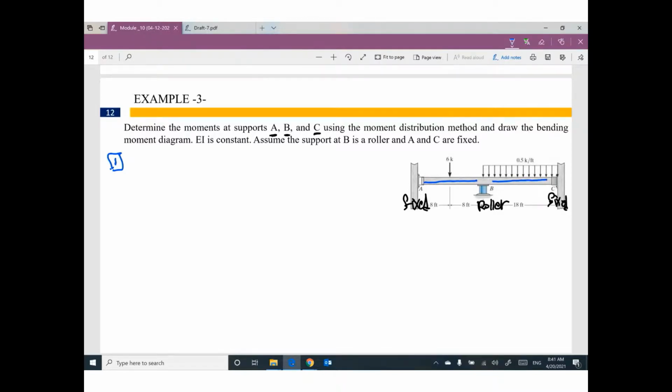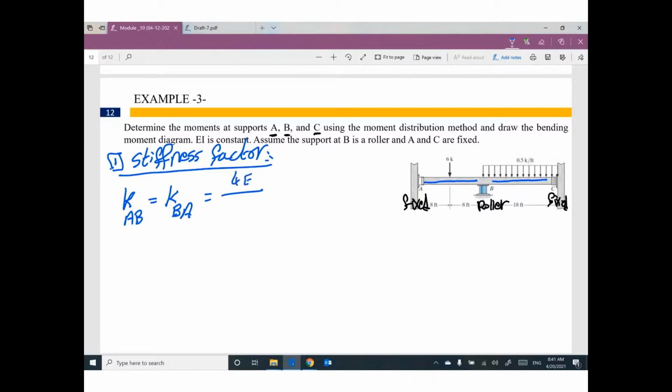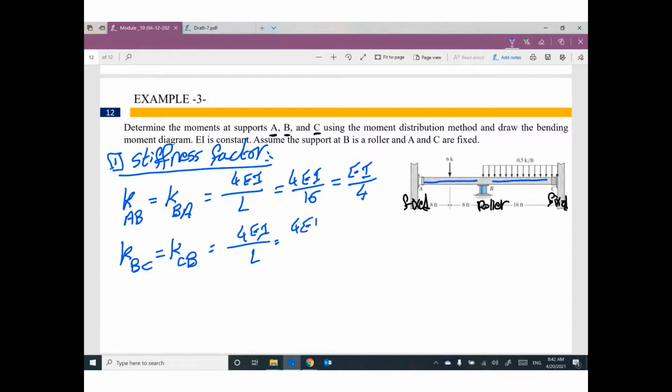I will start with calculating the stiffness factor. K for member AB is the same as K for member BA, the same member, equal 4EI divided by L. EI is not given, but it's a constant, so keep it. 4EI divided by L, which is 16. So your value will be EI divided by 4. K for member BC is the same as K for member CB, the same member. 4EI divided by L, with L equal to 18. Your value will be 2EI divided by 9.